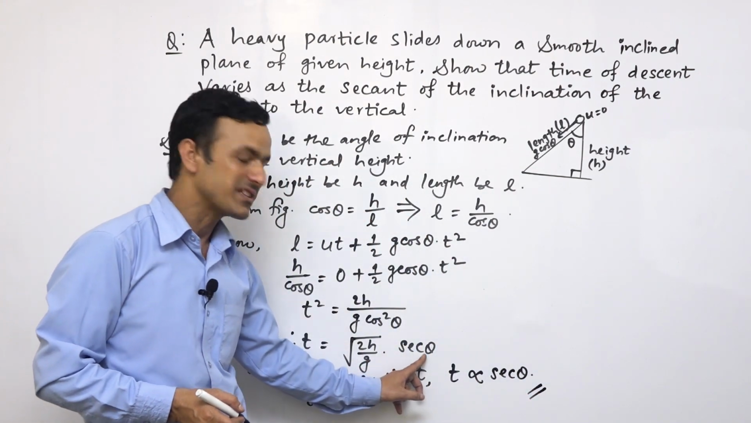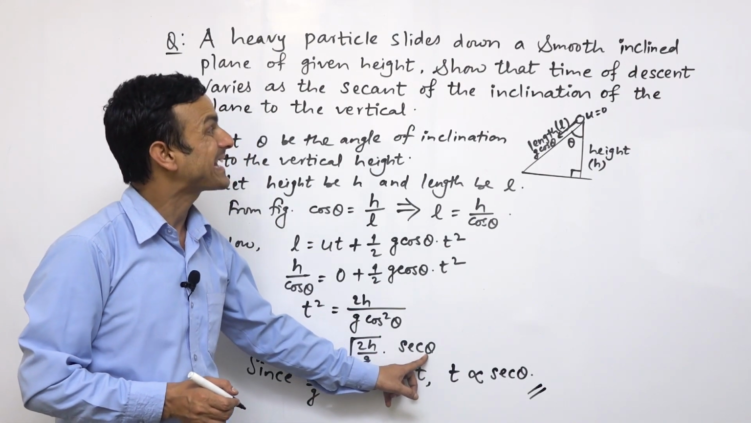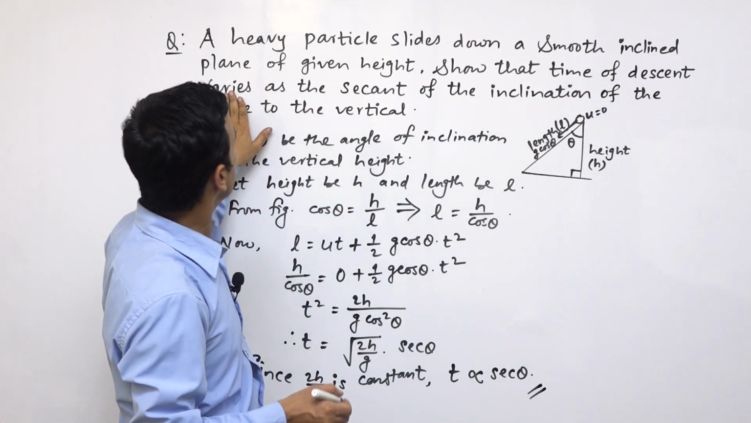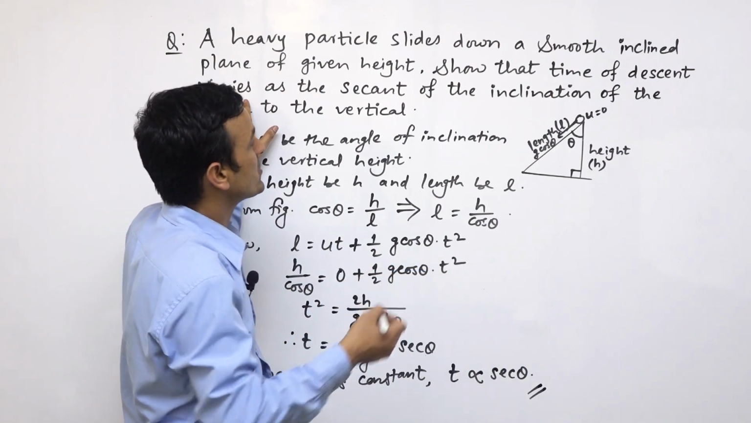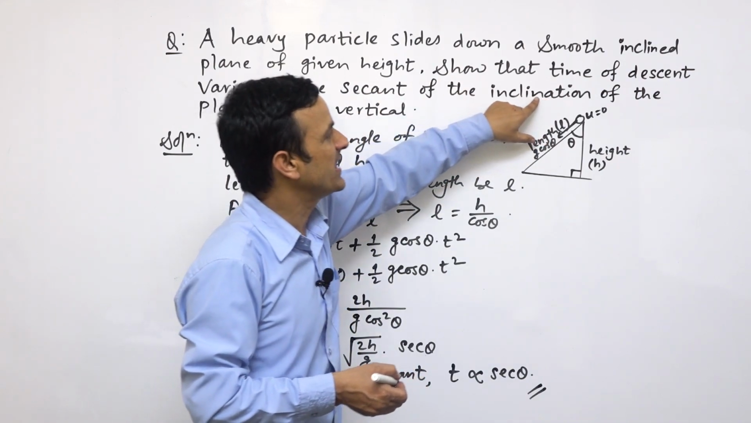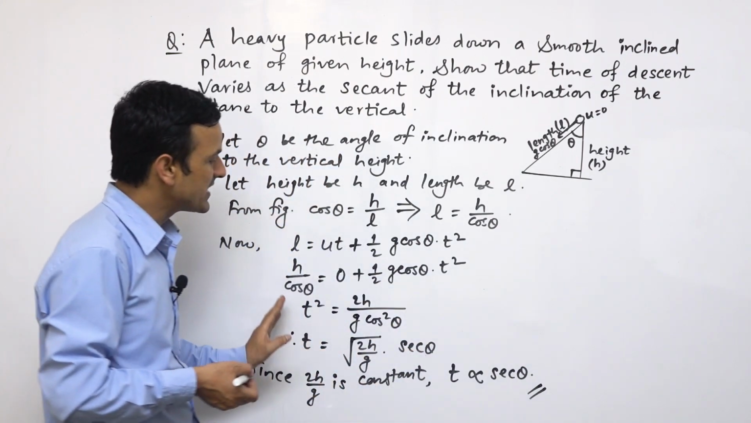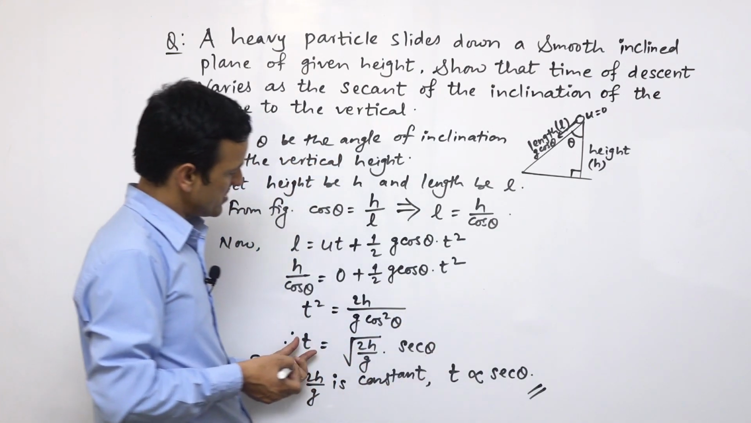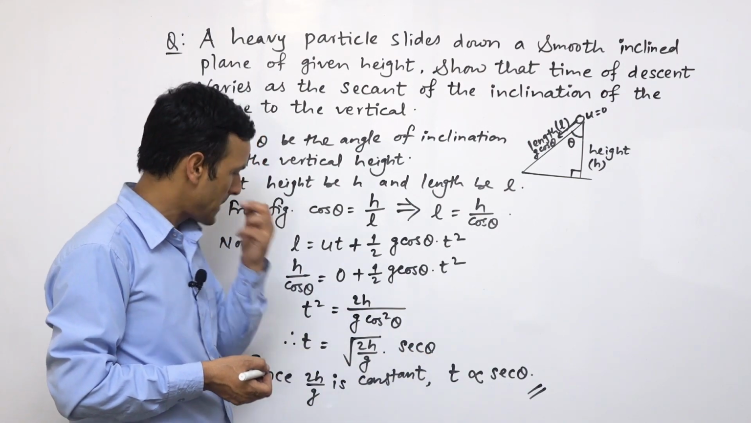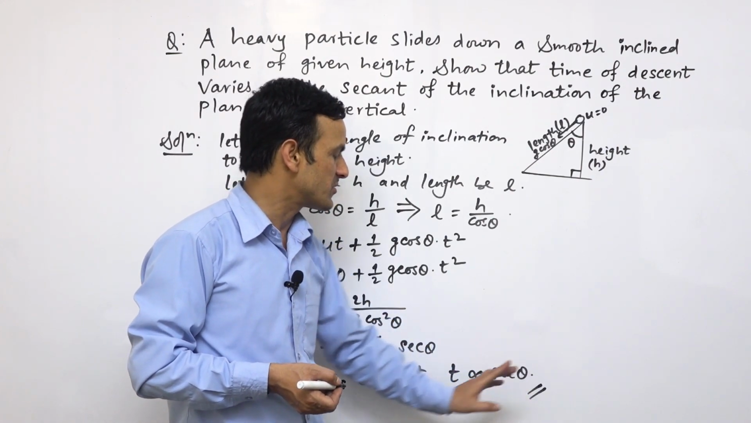Its value depends upon sec theta. The constant never changes, but t depends upon the value of secant. So the time of descent is directly proportional to the sec term, because sec theta depends on the inclination. The greater the value of theta, the more the time increases, and the smaller the value of theta, the more the time decreases. t will be less if theta is less. So since 2h upon g is constant, t is directly proportional to sec theta.